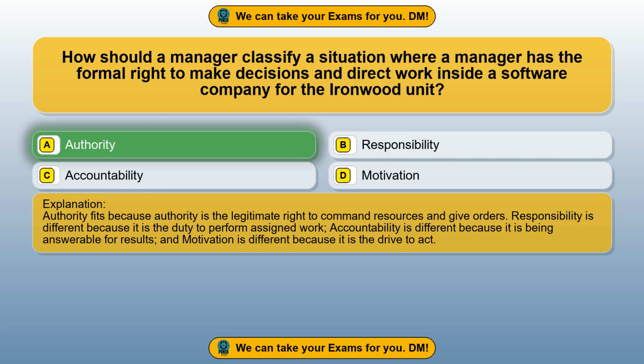Authority fits because authority is the legitimate right to command resources and give orders. Responsibility is different because it is the duty to perform assigned work. Accountability is different because it is being answerable for results, and motivation is different because it is the drive to act.